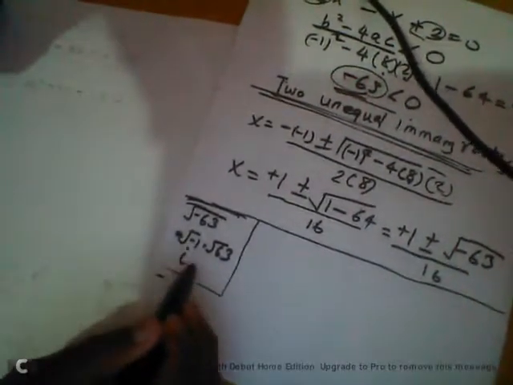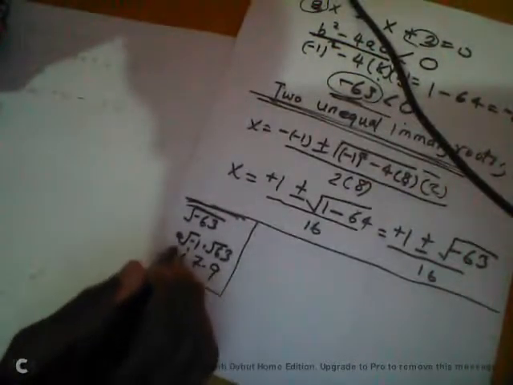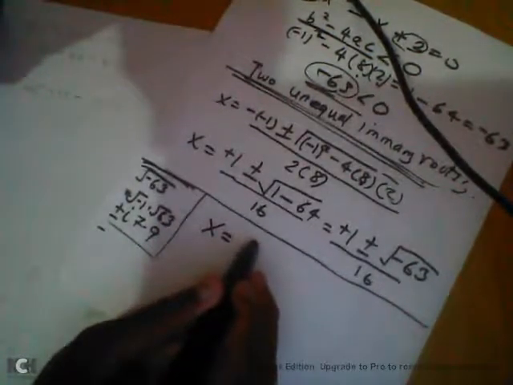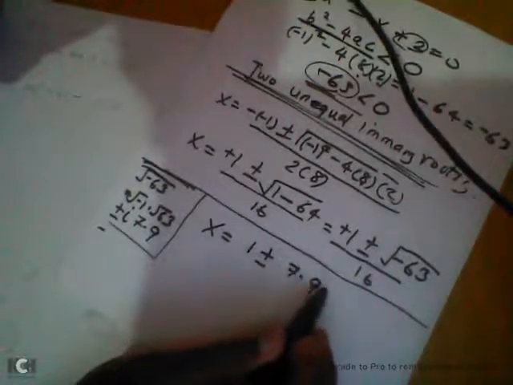And then we know the square root of negative 1 equals i or j, imaginary, and for 63 you plug it in the calculator, or you can leave it as it is, no problem. The square root of 63 gives you 7.9, but when you take a square root it is plus or minus. So finally, our x equals 1 plus or minus 7.9 imaginary, over 16.